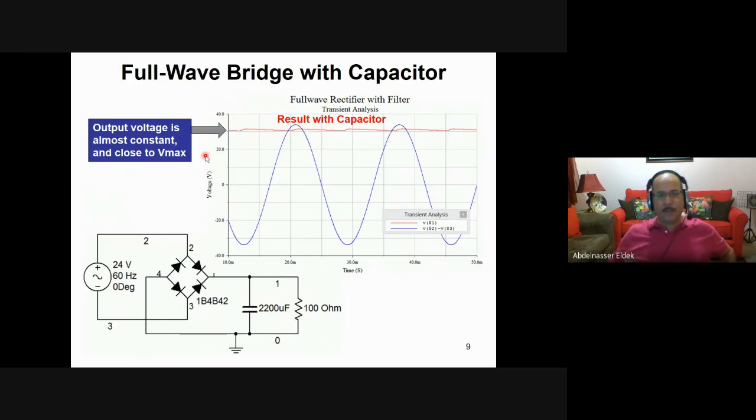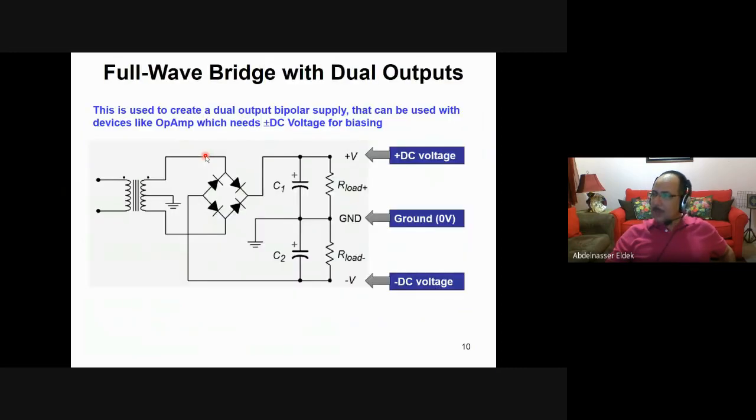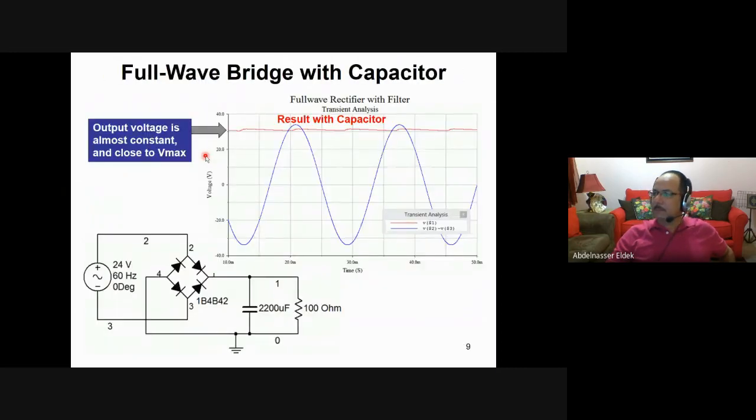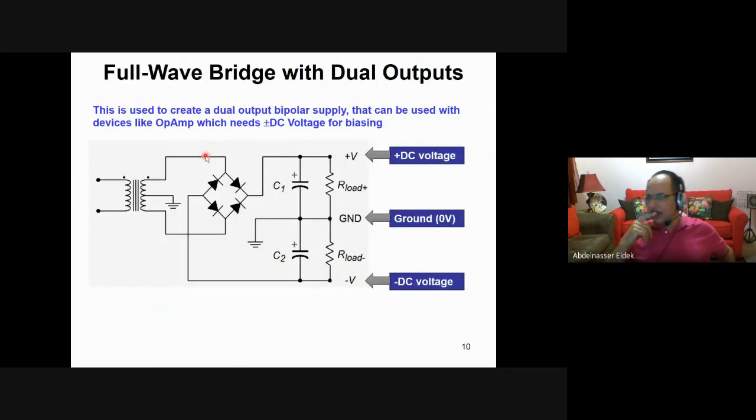So this will be the first application of the diode, that we convert AC to DC using either a half-wave rectifier or a full-wave rectifier. Something that we can notice here, okay, let's just talk about this one, and then after that we can continue.